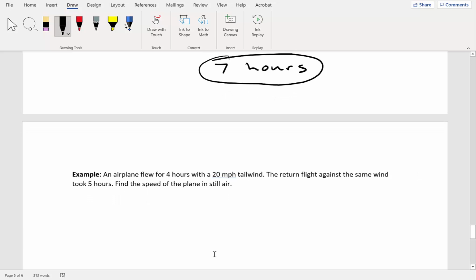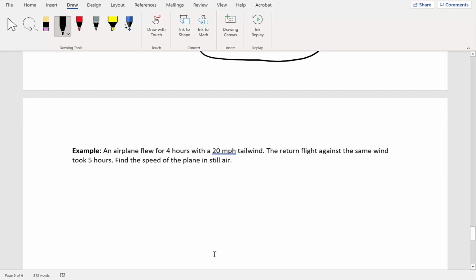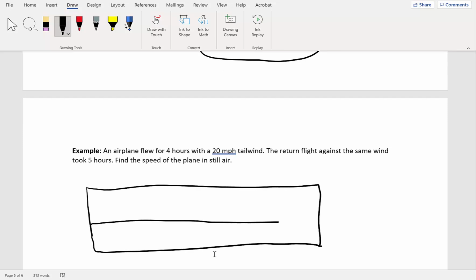So now, an airplane flew for 4 hours with a 20-mile-per-hour tailwind. The return flight against the same wind took 5 hours. Find the speed of the plane in still air. Okay, so let's create our table. So we have two categories here. One is with tailwind, and then the other category is against the wind. We have rate times time equals distance.